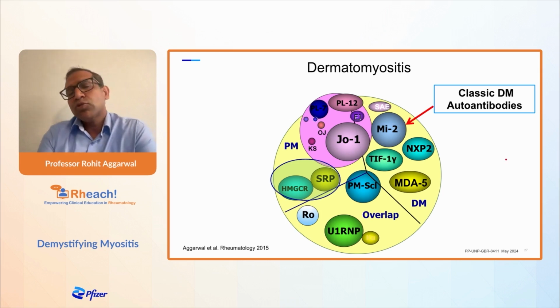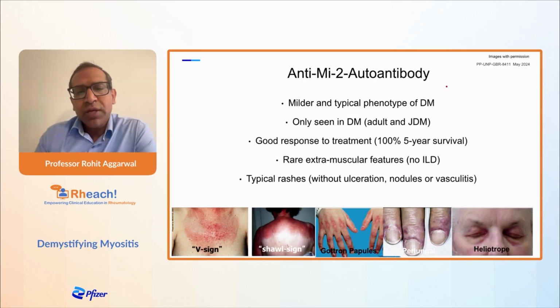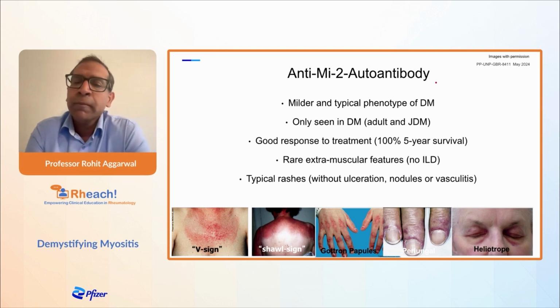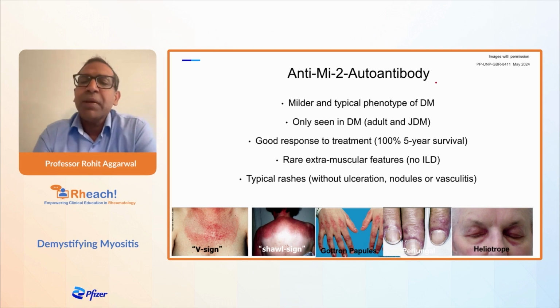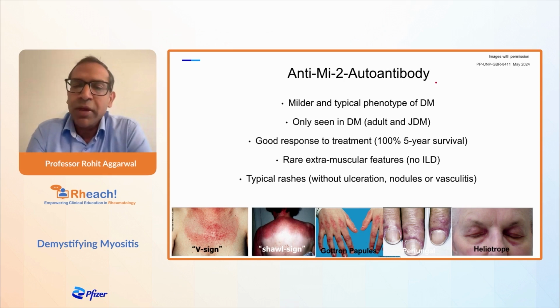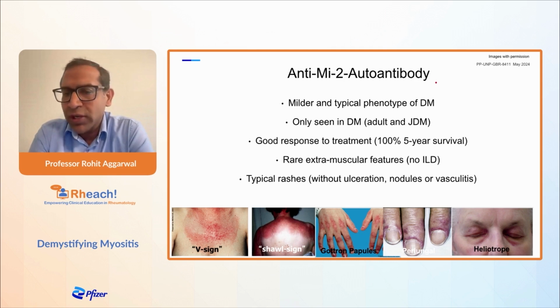Next, I'm going to take you to some serological subtypes of dermatomyositis. So first, anti-Mi2 antibody. This is, in most cases, one of the most common dermatomyositis antibodies. It typically has milder and typical phenotype. It is only seen in dermatomyositis, not in polymyositis or IBM and others. It has a very good response to treatment, rarely develops any extramuscular features like ILD. They come with typical rashes, and generally speaking, they do well.